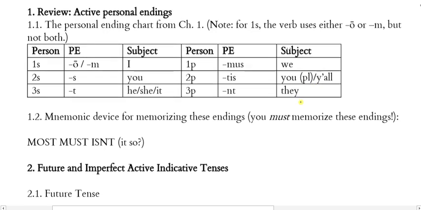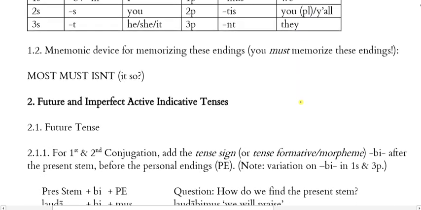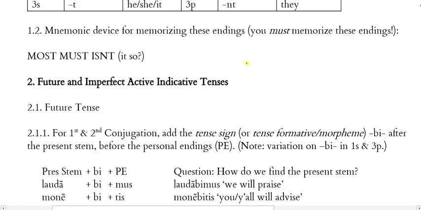And I decided to come up with a mnemonic device for memorizing these endings. And you must, absolutely must memorize these endings if you're going to be successful here in Latin. And then here's my mnemonic device. "Most must, isn't it so?" Think about this idea of how you must memorize the endings. Most must memorize them. Most must, isn't it so? And the "isn't it so" is in parentheses because that's actually not part of the endings here.